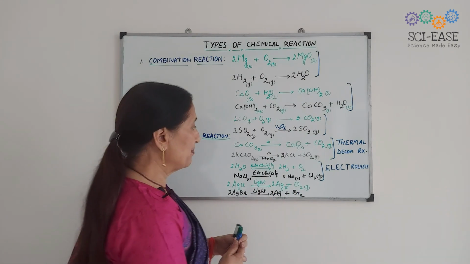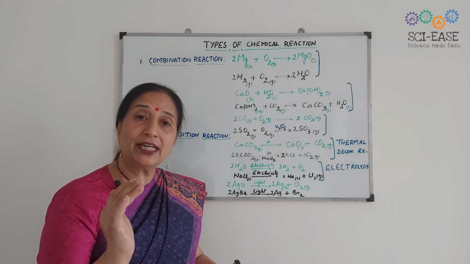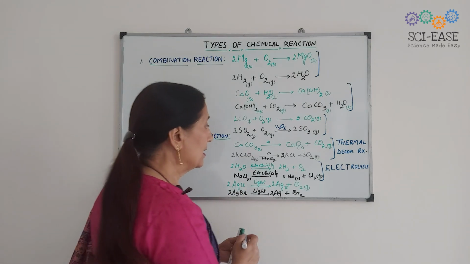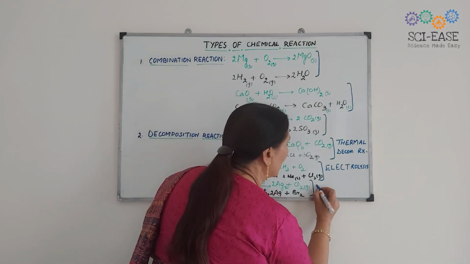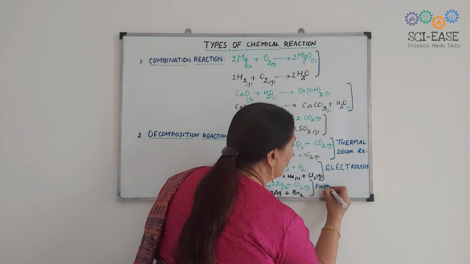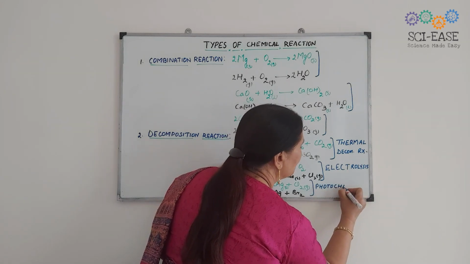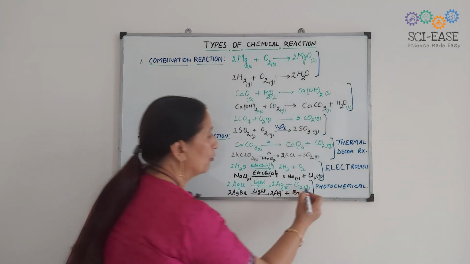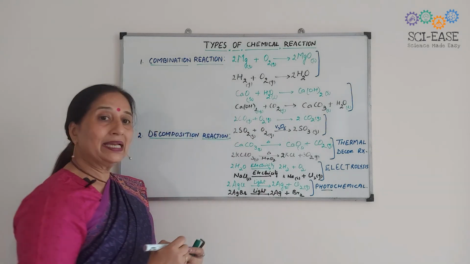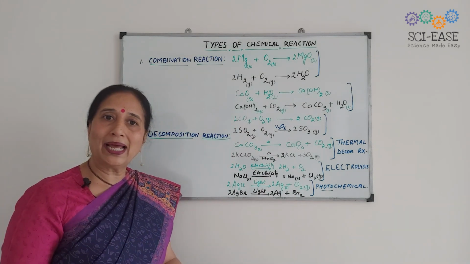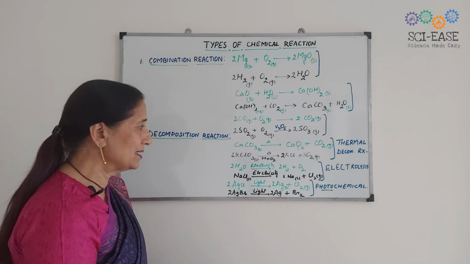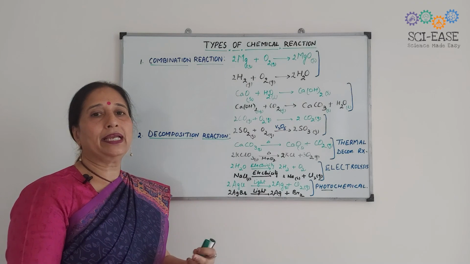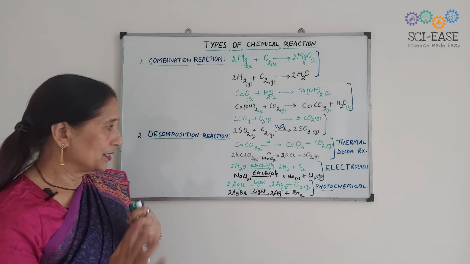Such types of reactions, where the decomposition takes place by passing light, are known as photochemical reactions. Here, photo means light. So when they are exposed to light, their decomposition will take place and result in the formation of Ag plus Cl2 or Ag plus Br2.